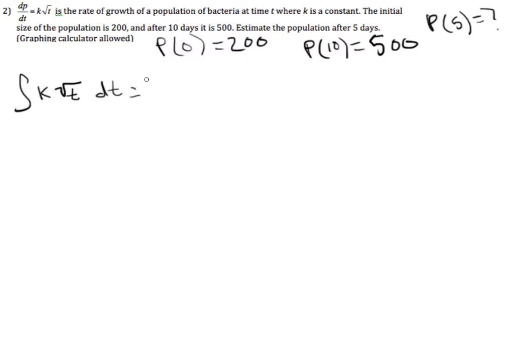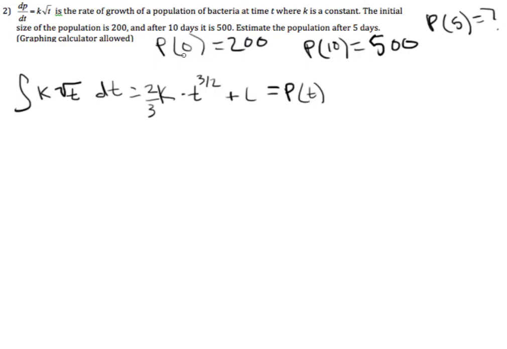So if we do that, we're going to get k. It's going to stay the same, but then when you integrate the square root of t, remember that's the same as t to the 1/2, so raise the power and you get t to the 3/2. Dividing by 3/2 is like multiplying by 2 over 3, so we got 2/3 k times t to the 3/2 plus C, our constant of integration. And again, we integrated and we got our population function.